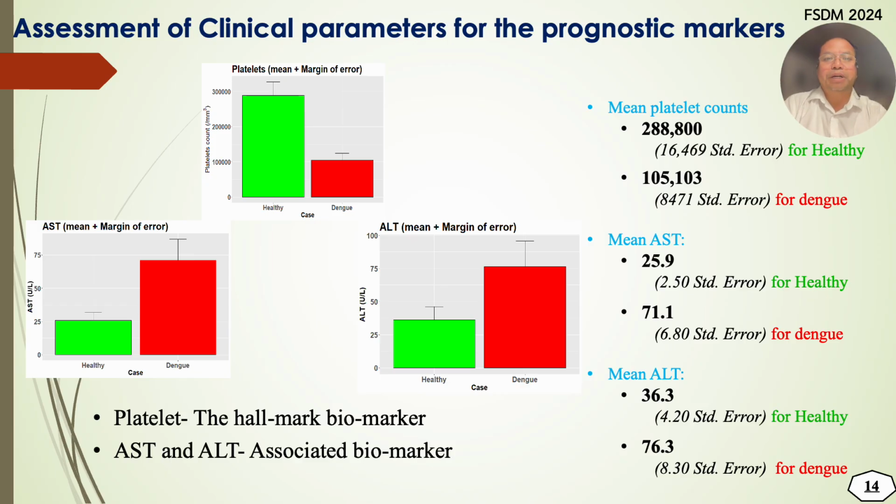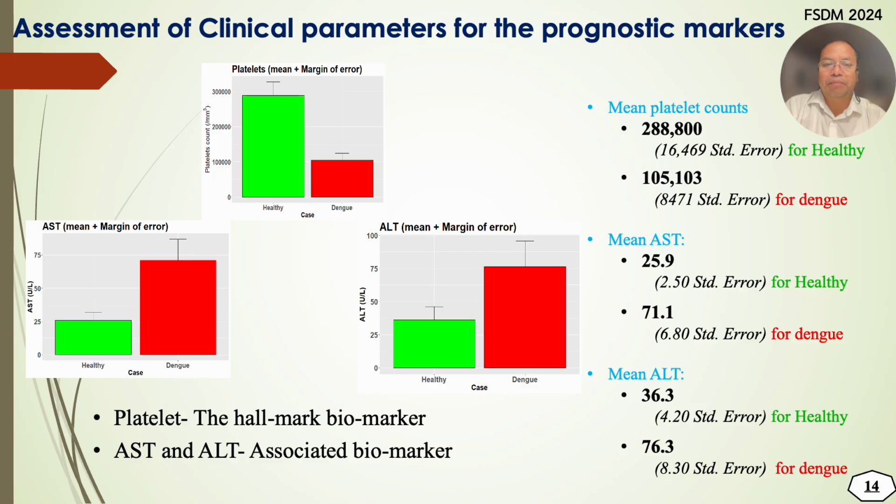Assessment of clinical parameters for prognostic markers. Below is given the bar plot and the summary statistics for platelet, AST, and ALT. For the healthy patient, the mean platelet count is 288,000, and for the dengue patient the mean platelet count is 105,000. So the platelet count is reduced significantly for the dengue patient.